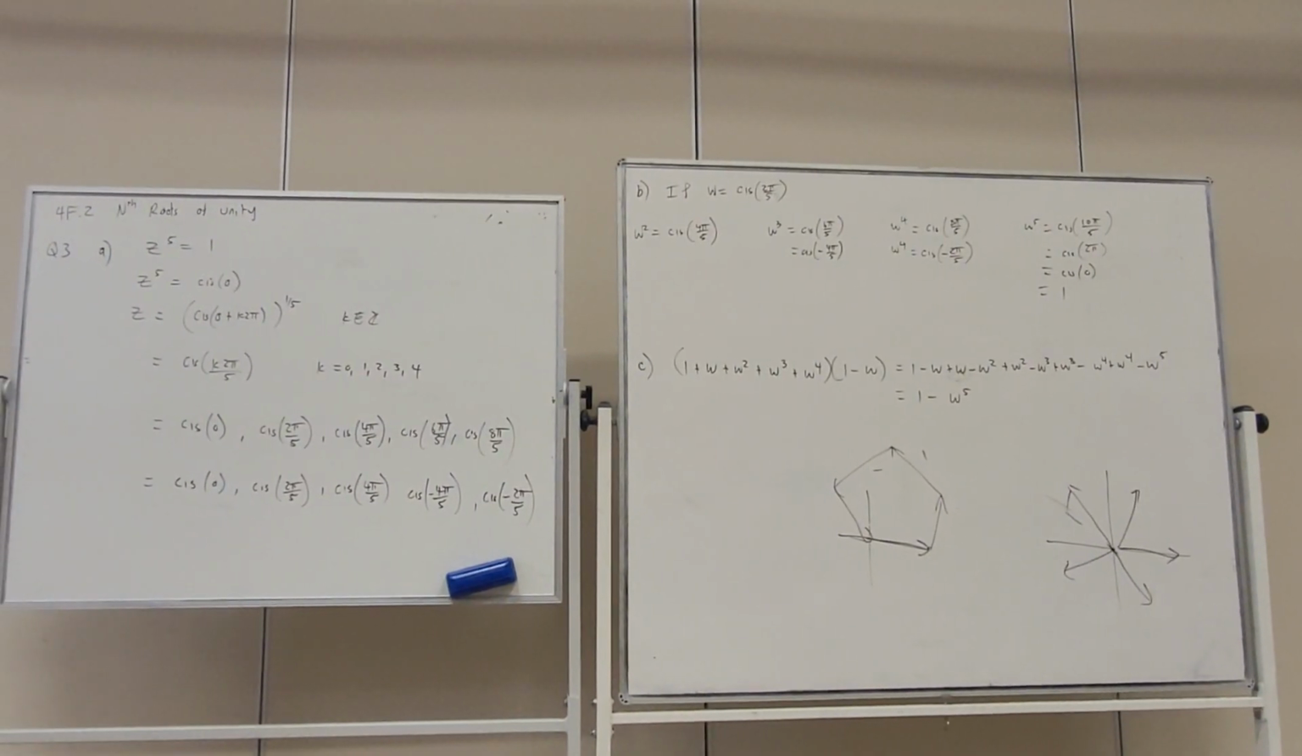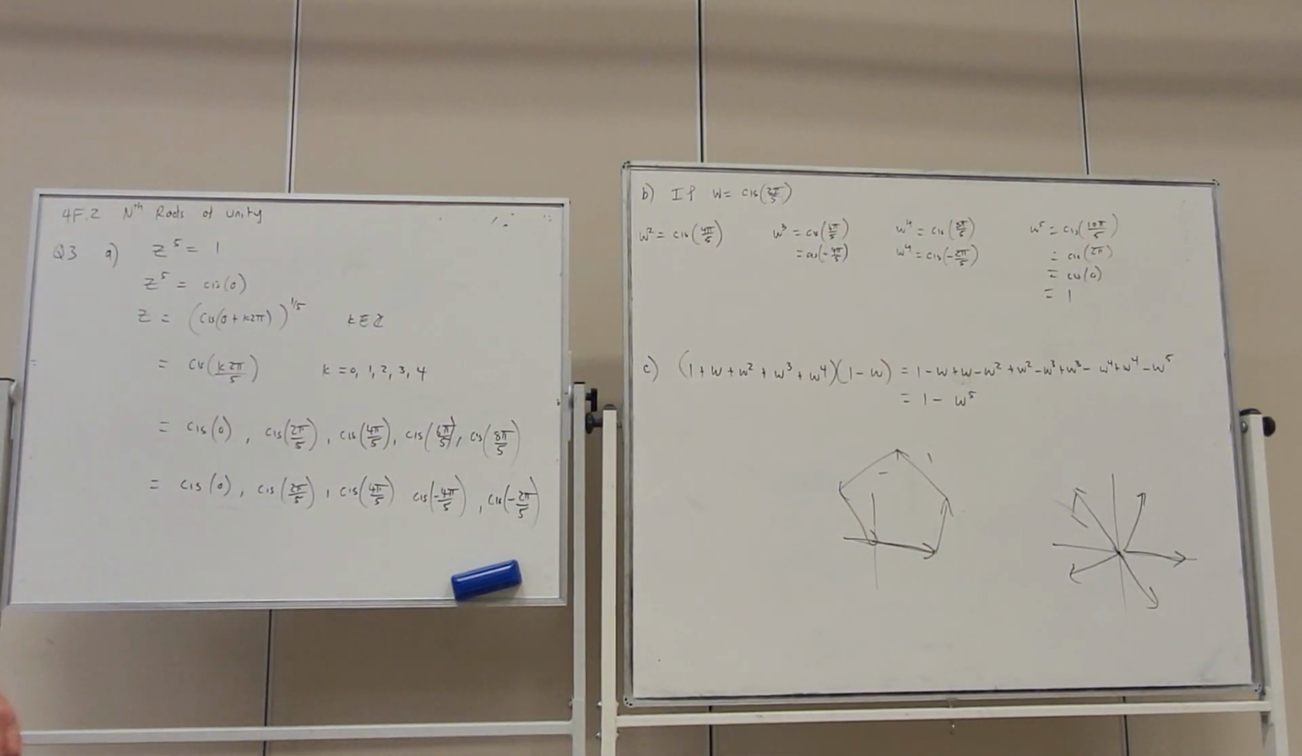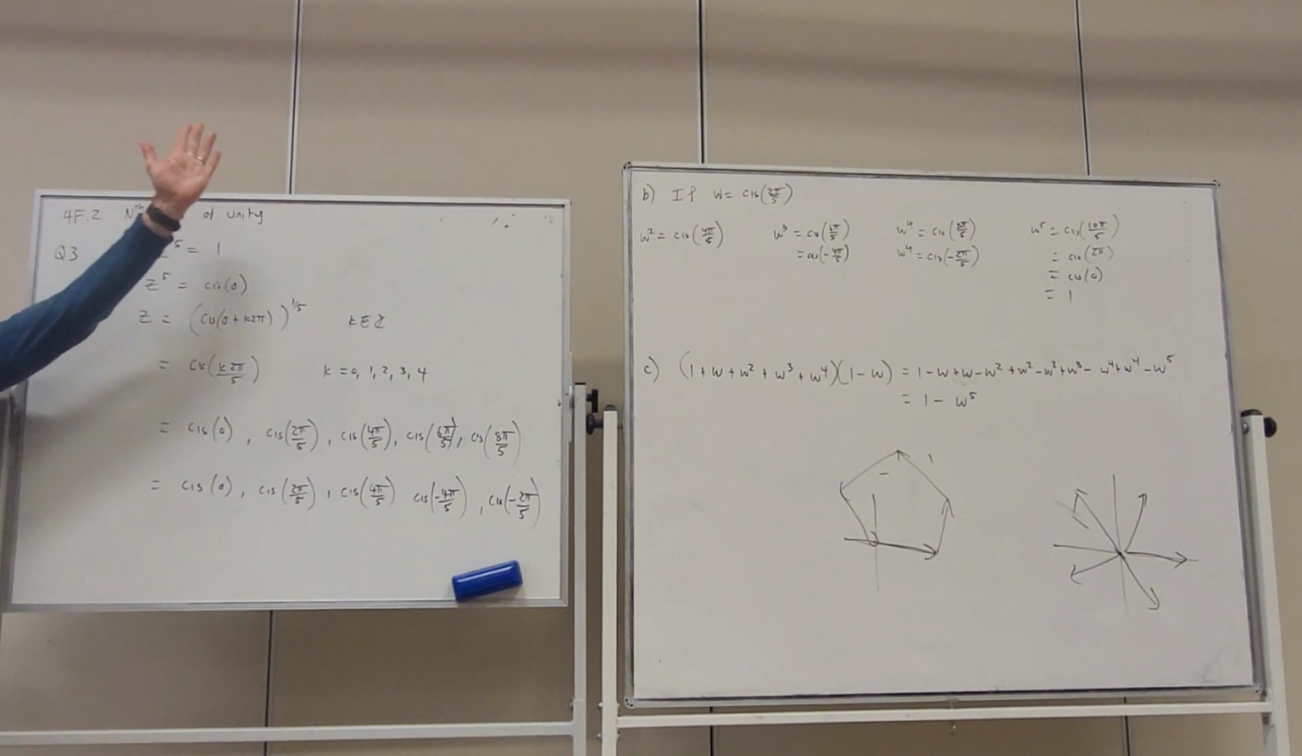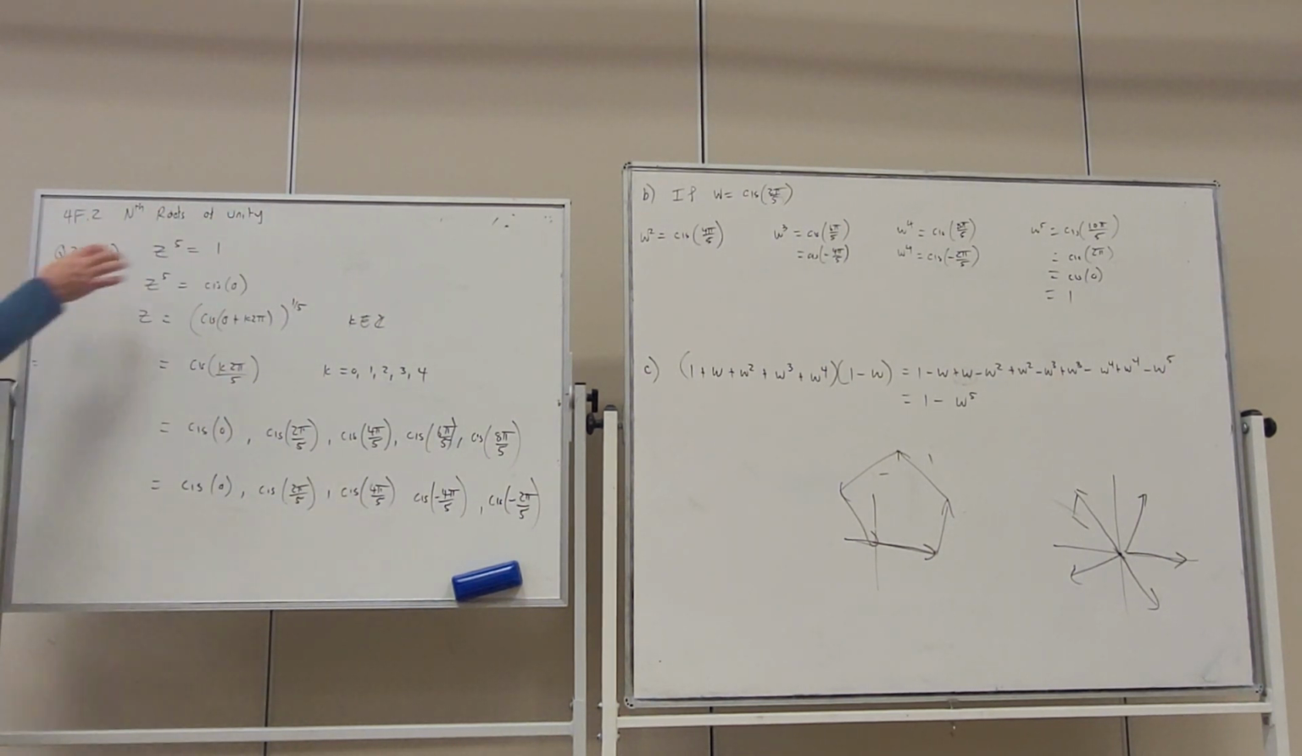So I'll just explain what we're doing. So nth roots of unity, what that means is you're finding the nth roots of 1. Okay, so we're asked to find the 5th roots of unity, so that means z to the 5 is 1.